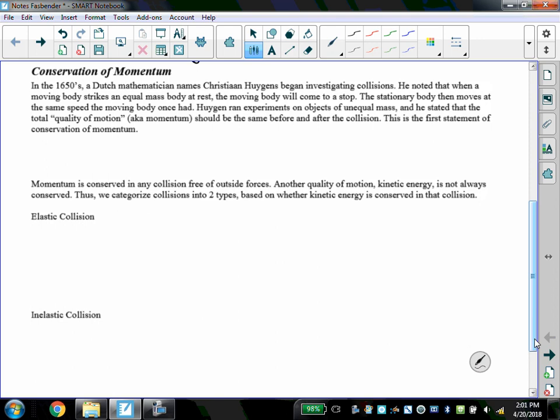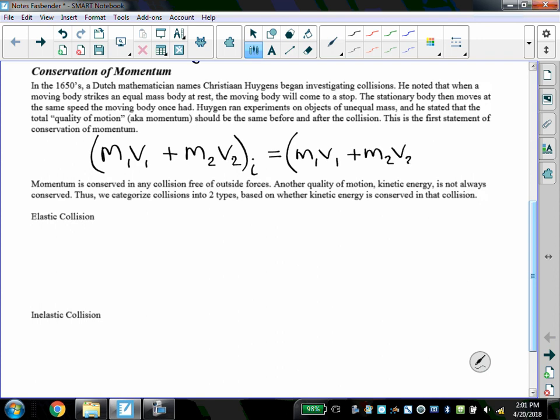So one way we can think of conservation of momentum is that if we have one object of momentum m1v1 and it collides with a second object m2v2, then whatever momentum those two bodies have at the beginning must be the same as the momentum that those two bodies have after. Before is going to refer to before the collision happens, after refers to after the collision happens. And momentum is always going to be conserved in any collision.